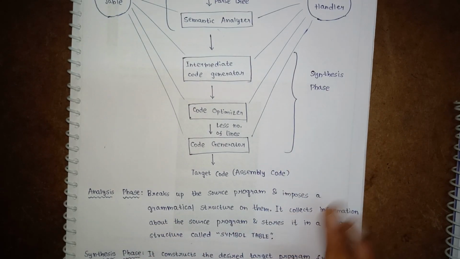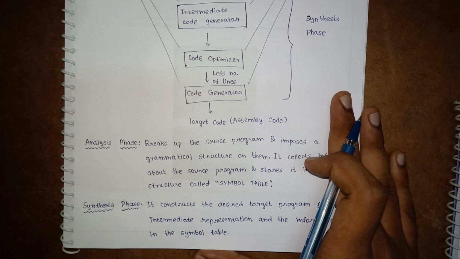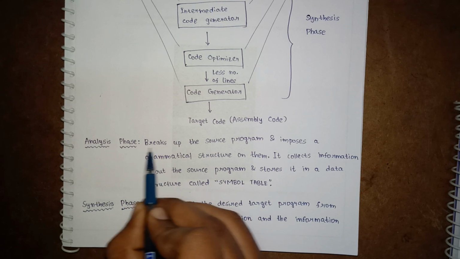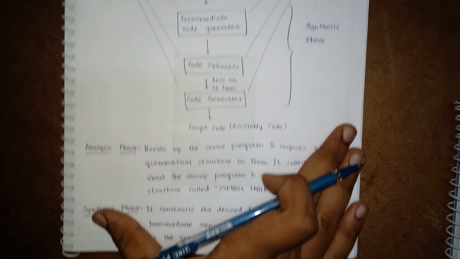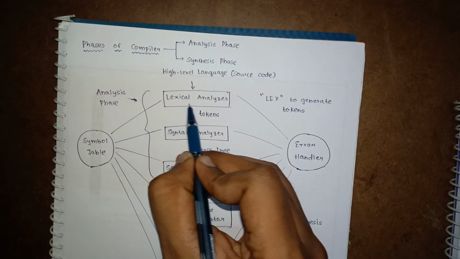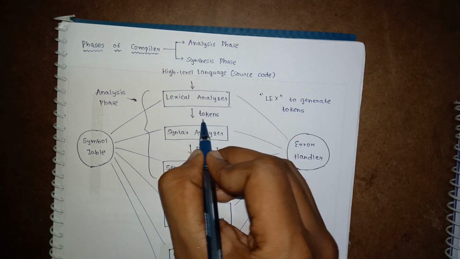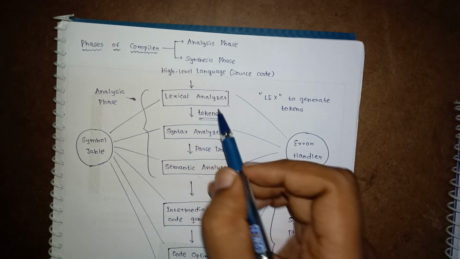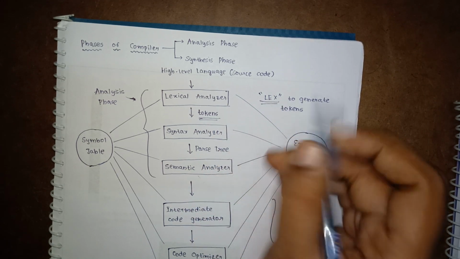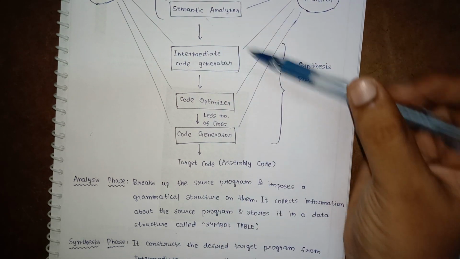Now let us know more detail about the analysis phase and the synthesis phase. In the analysis phase, it breaks up the source program and imposes a grammatical structure on it. Like we have seen, specifically in the lexical analyzer, the character stream is tokenized and converted into tokens using this lex tool. And it also checks the syntax.